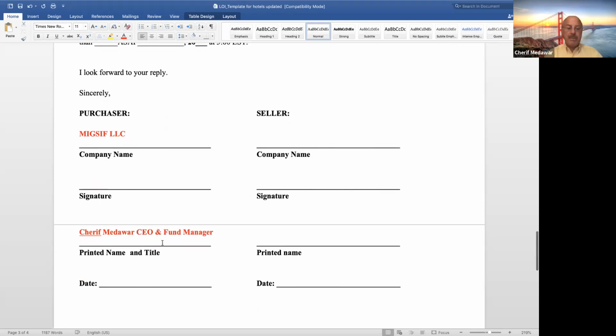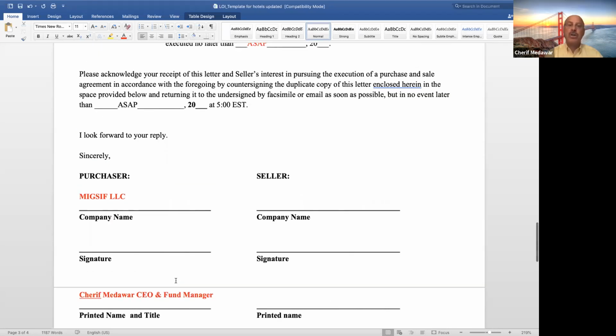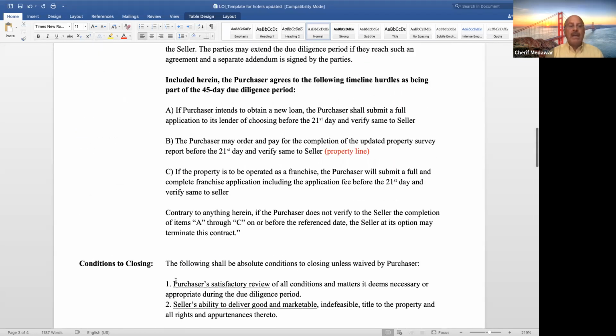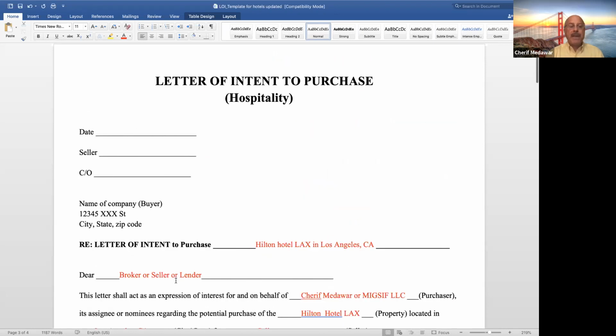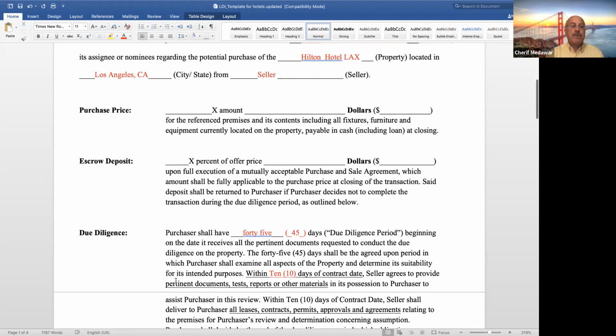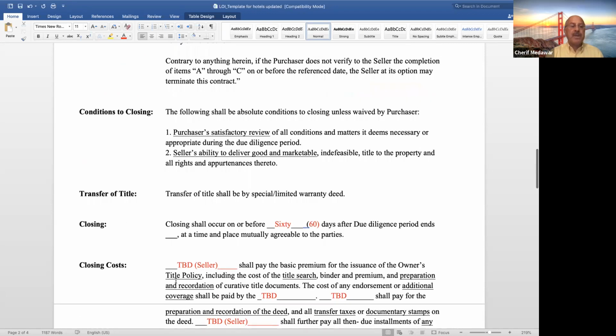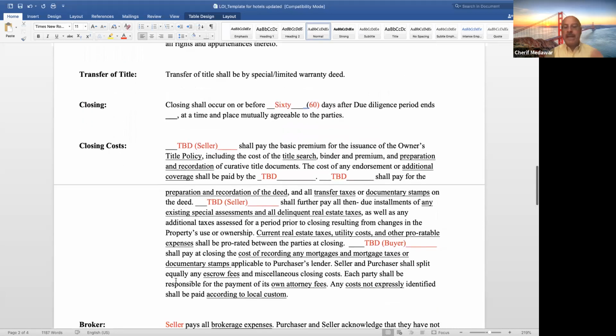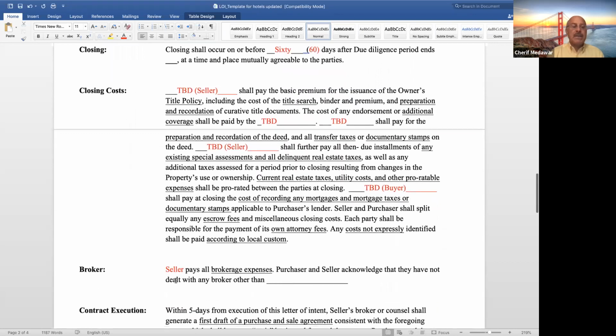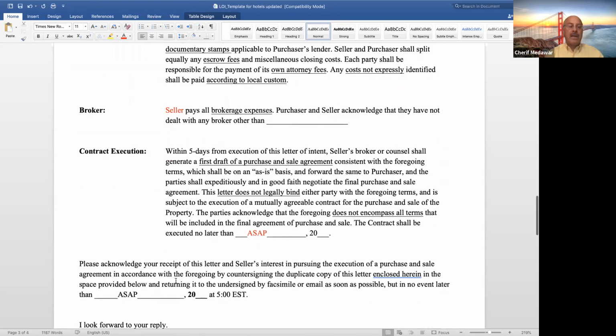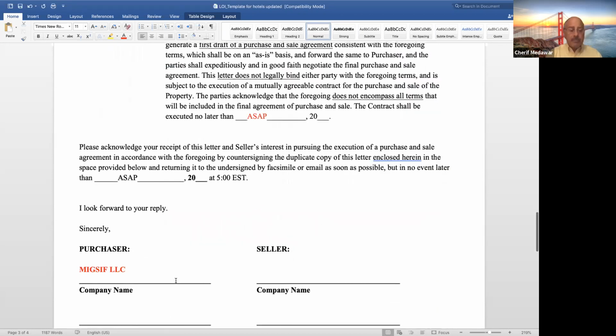And then I sign, Cherif Medawar, CEO and fund manager, and we put a date, and then the seller signs and we start the process. So again, real quick, it's a very simple page and a half. We just state the purchase price, escrow deposit, due diligence, conditions up to closing, transfer of title, closing date and closing costs, and then the brokers involved, and then contract execution terms, and we sign.